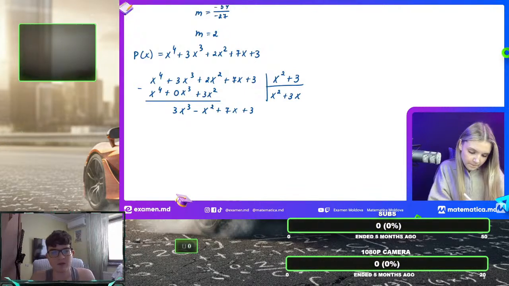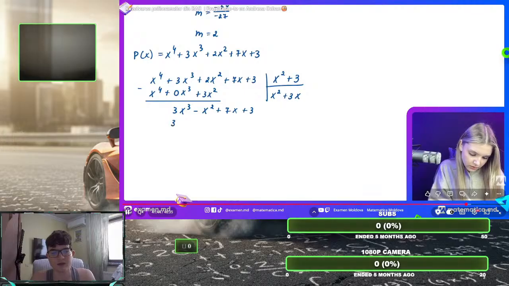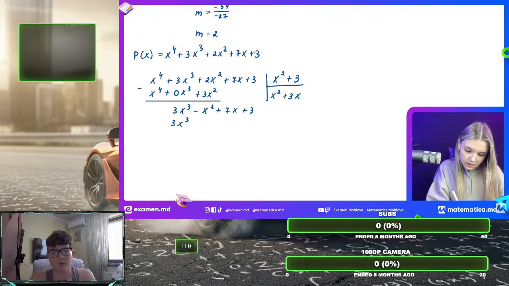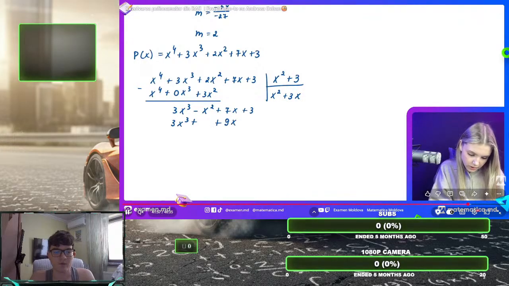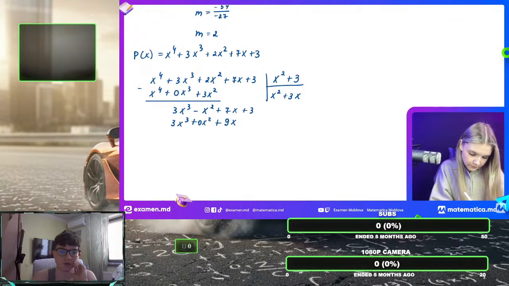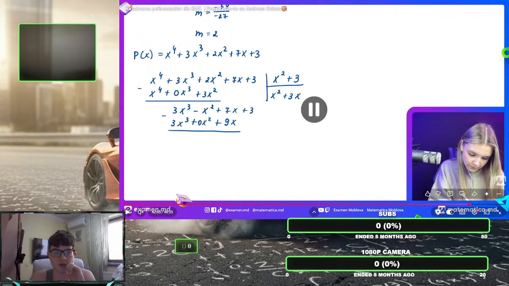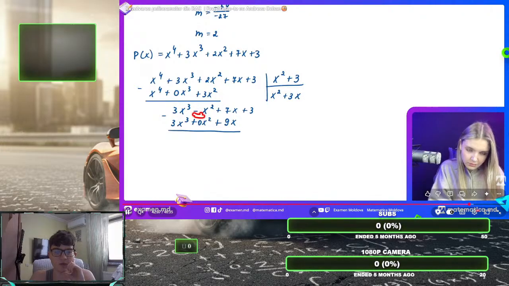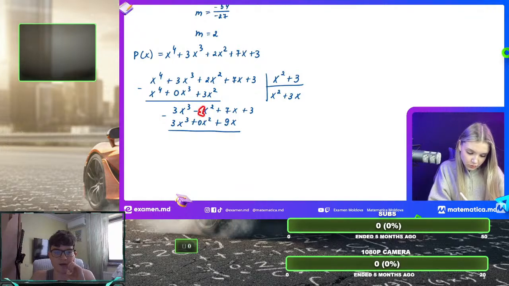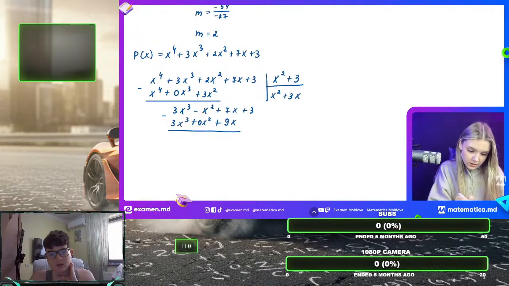Just place plus 0x to the second power. So place that. Now plus 9x below the plus 7x. And right there plus 0x to the second power. And then nothing right there. Right there we have minus x to the second power. Nothing changes. And right there minus 2x plus 3.